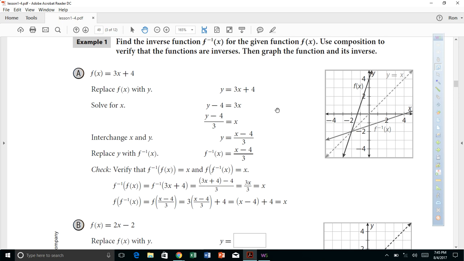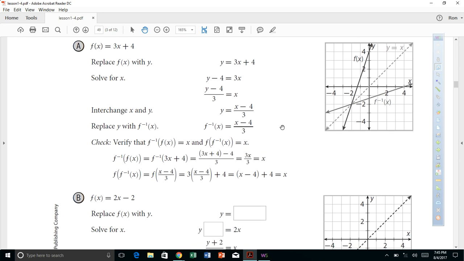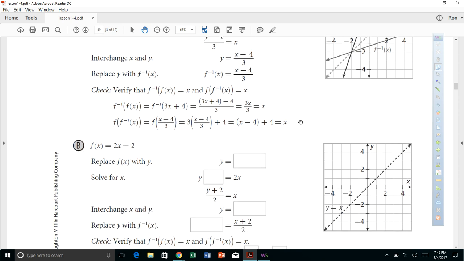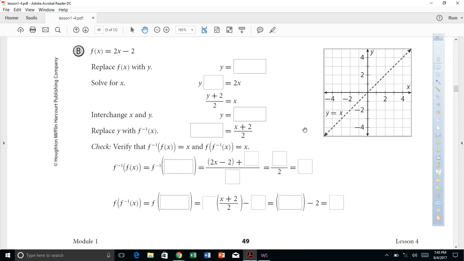Find the inverse function of f of x for the given function f of x. Use composition to verify that the functions are inverses. Then graph the function and its inverse. So I'll let you go through A. Go ahead and stop it and go through A and follow it the best you can. When you get back, we'll do B together.